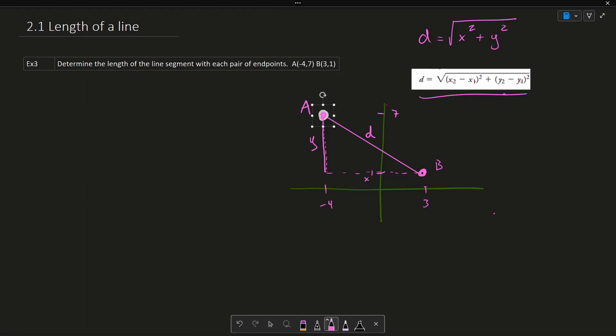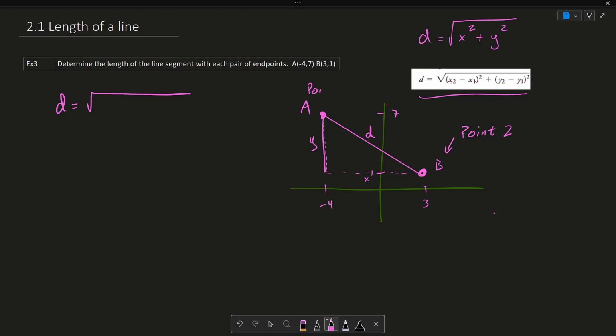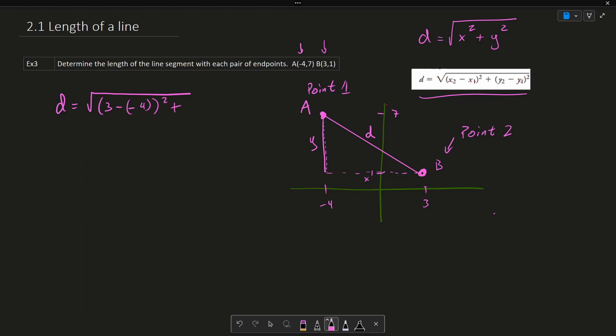So what we'll do is, distance is equal to the square root of x2. We'll call this point 2, and we'll call this point 1. So that means my x-coordinate for B is my point 2, so I'm going to use 3. And now I need to use my x-coordinate for the first point, which would be A, because it's x2 minus x1, so 3 minus -4. All of that squared, plus.